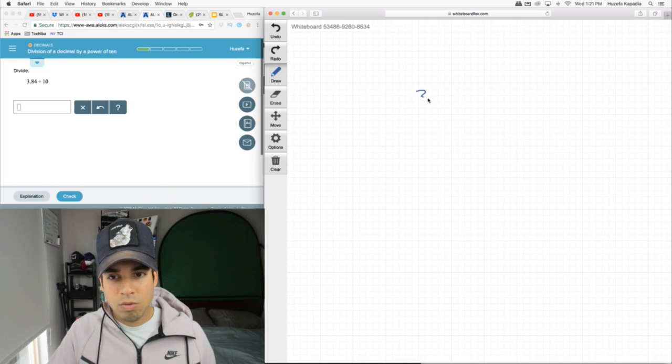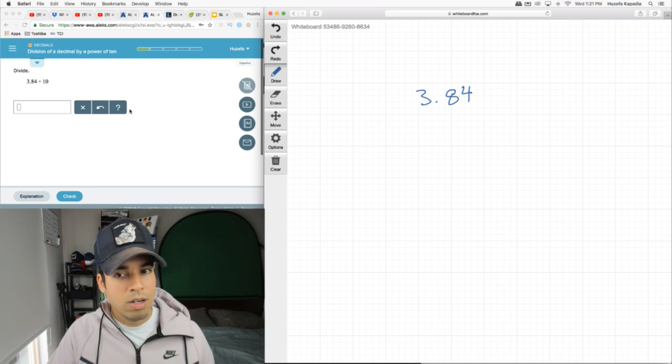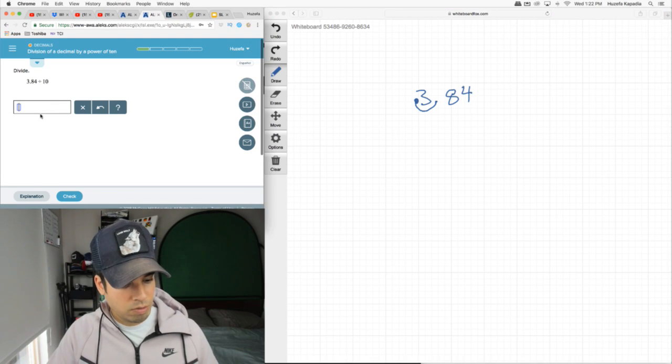We've got 3.84 again divided by 10. How many zeros are there? Just 1, which means we move the decimal spot once to the left. Final answer is 0.384. Don't forget the 0 in front.